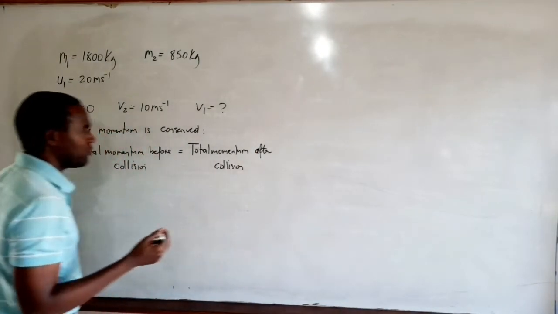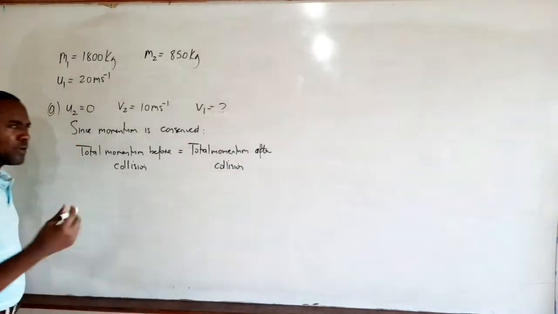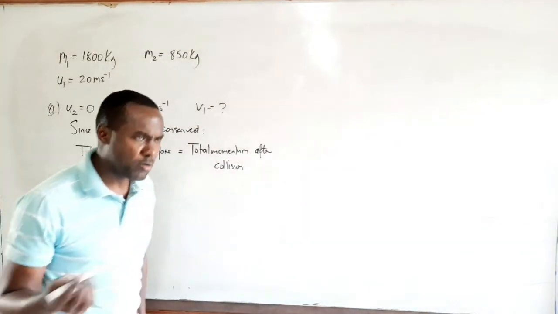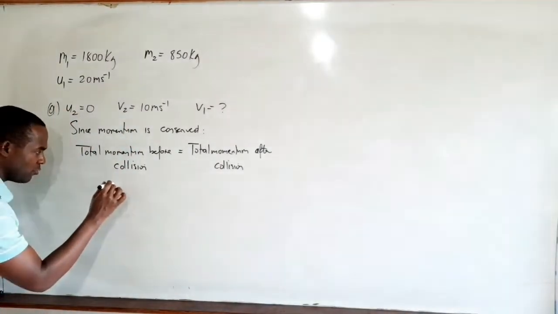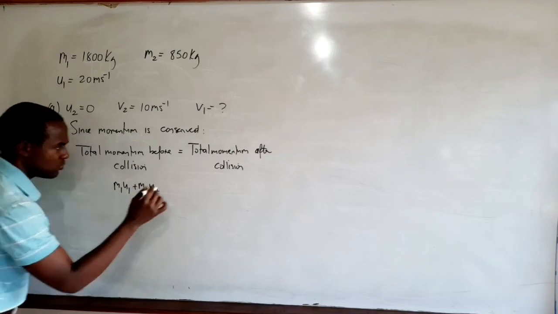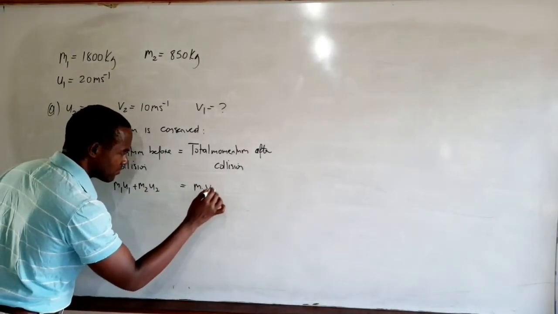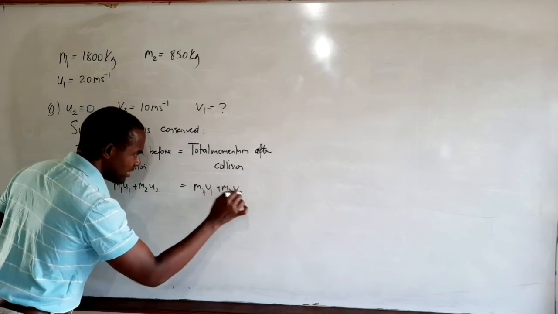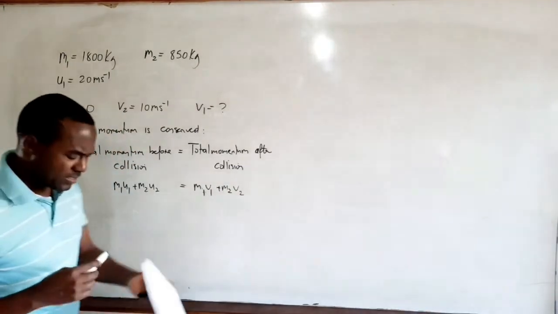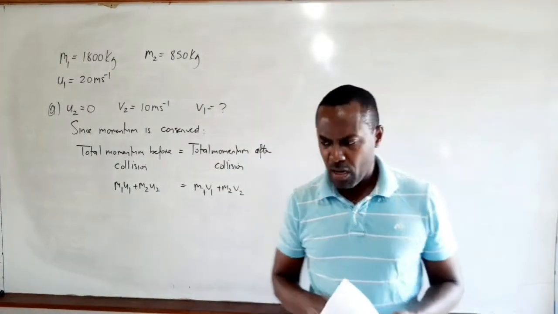Right? So usually we just write down the standard equation for the principle of conservation of momentum, and we'll then basically modify it accordingly. So we can write that m1u1 plus m2u2 is equal to m1v1 plus m2v2.